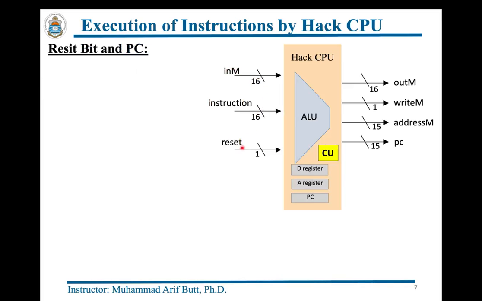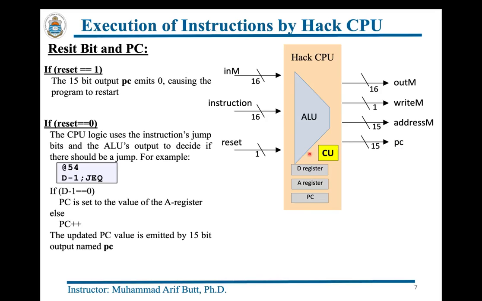Let us understand this reset bit and this 15-bit output named PC as well. Well, dear students, if this reset bit is set to 1, the 15-bit output PC emits 0. So we have a 0 over here. So this causes the program to restart. And if we have a 0 at the reset, the CPU logic uses the instruction's jump bits and the ALU's output together to decide if there should be a jump or not.